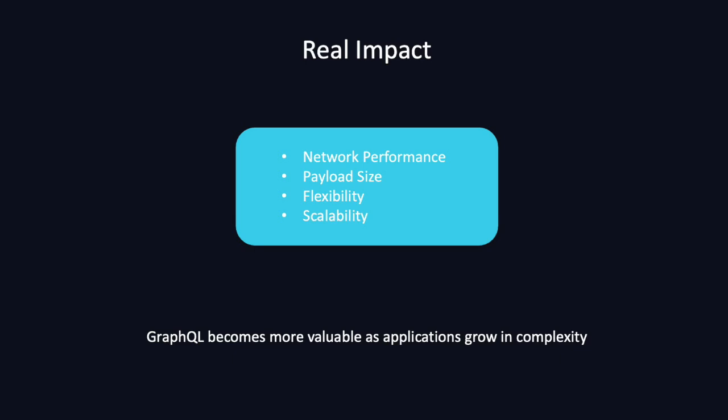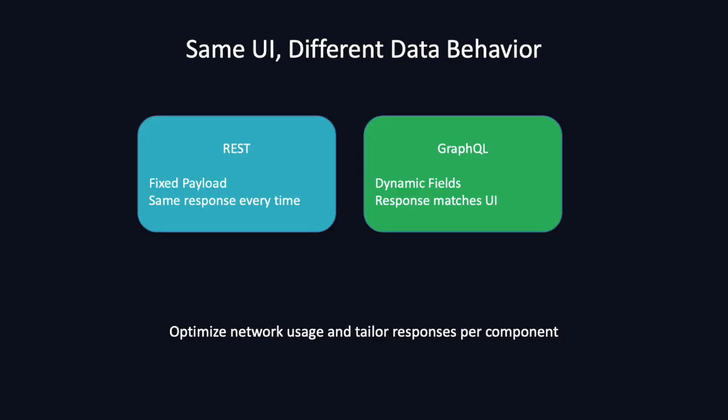This is something you don't see until you build both approaches side by side. In this dashboard, the difference becomes very visible. When I switch between REST and GraphQL, the UI stays the same, but the data behavior changes. With REST, the payload is fixed regardless of what the UI needs. With GraphQL, I can dynamically control the fields being returned. That means I can optimize network usage, reduce payload size, and tailor responses to a specific component.